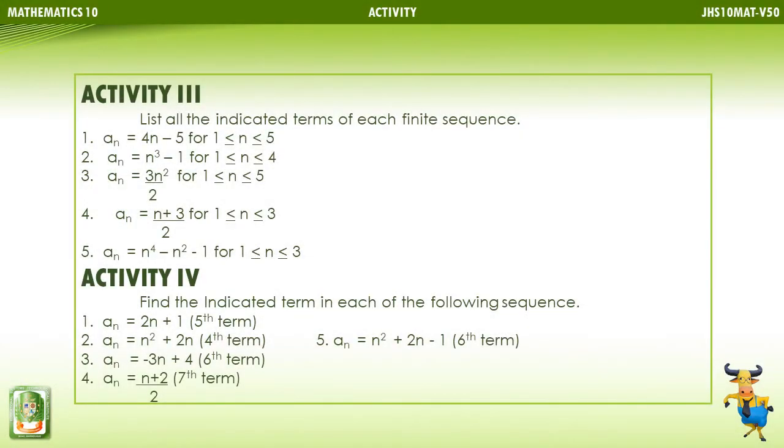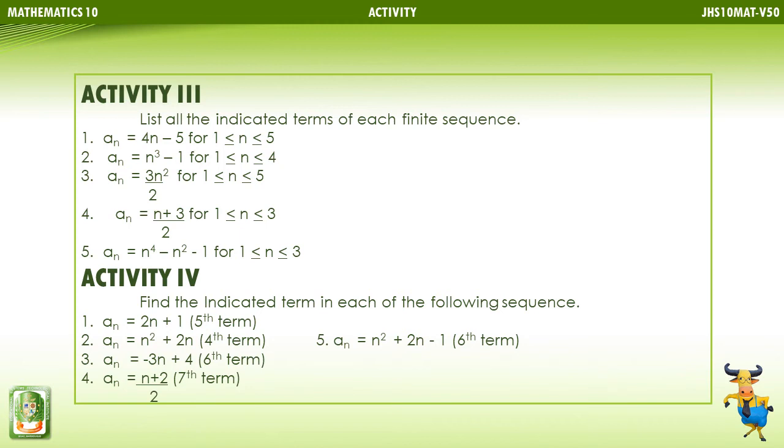Activity 3. List all the indicated terms of each finite sequence. 1. a sub n equals 4n minus 5 for 1 less than or equal to n less than or equal to 5. 2. a sub n equals n cubed minus 1 for 1 less than or equal to n less than or equal to 4. 3. a sub n equals (3n/2) squared for 1 less than or equal to n less than or equal to 5. 4. a sub n equals (n plus 3)/2 for 1 less than or equal to n less than or equal to 3. 5. a sub n equals n to the 4th minus n squared minus 1 for 1 less than or equal to n less than or equal to 3.